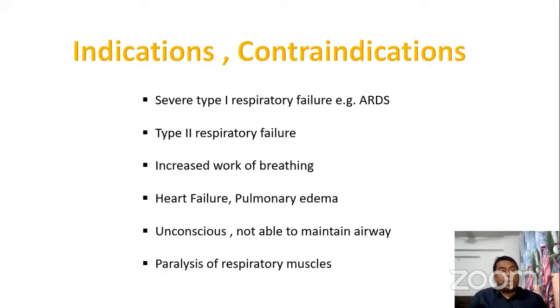Now coming to the indications and contraindications of mechanical ventilation. They are not hard indications or contraindications. Usually we initiate mechanical ventilation in patients with severe type 1 respiratory failure like ARDS, type 2 respiratory failure with carbon dioxide narcosis, and increased work of breathing due to any cause. Also in heart failure and pulmonary edema, because positive pressure ventilation decreases the preload and offloads the heart. Also when the patient is unconscious and not able to maintain the airway, and in paralysis of respiratory muscles, for example, Guillain-Barré syndrome.